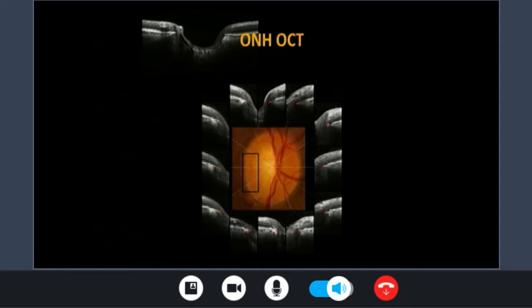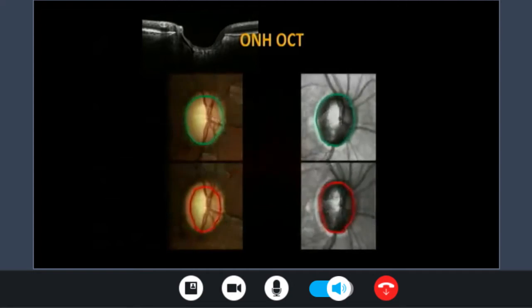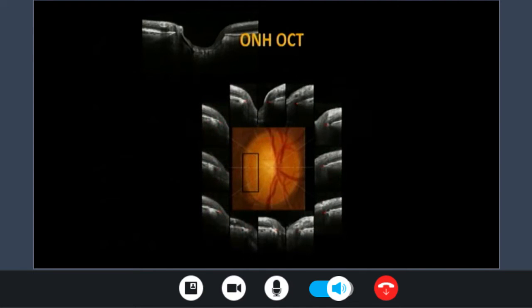So when I tell you that this is the clinically detected disc margin, and this is the SD-OCT detected true border of the neural canal, which is the Bruch's membrane opening, look at the difference here. So there is some difference, right?